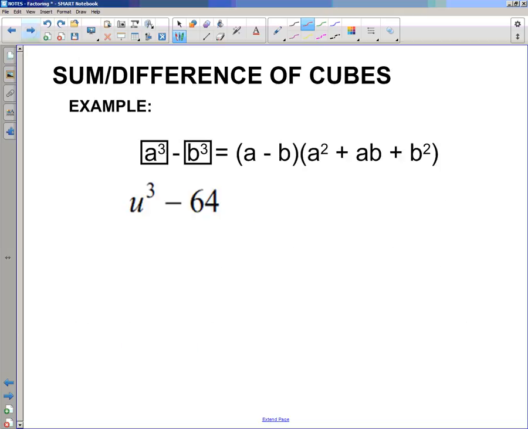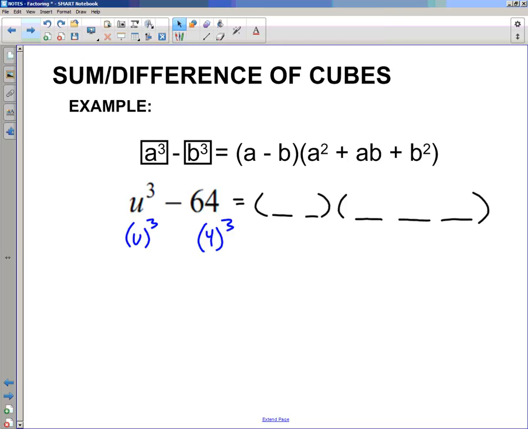I'm going to go ahead and do one example here, and you can find additional examples later on in the video playlist. And for this example, we've got u cubed minus 64. So I'm going to start by, first of all, checking to make sure that we do have perfect cubes here. It's obvious that u cubed is just u to the third power. 64 is 4 to the third power, so we are dealing with two perfect cubes. So this thing will factor, and I'm going to go ahead and start by setting up the parentheses and the signs. So we're going to have a binomial followed by a trinomial.